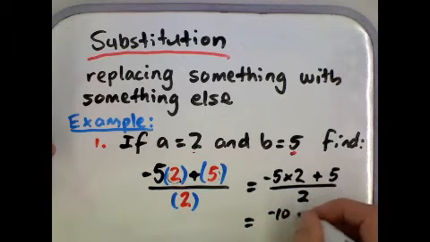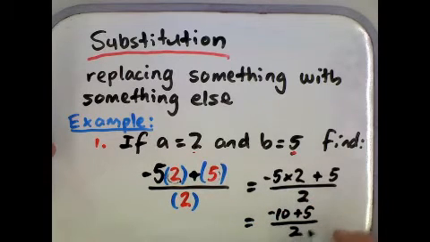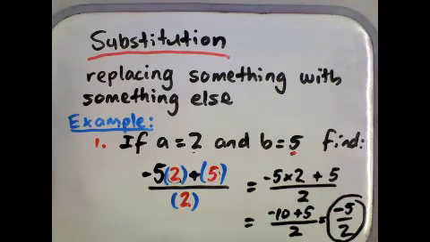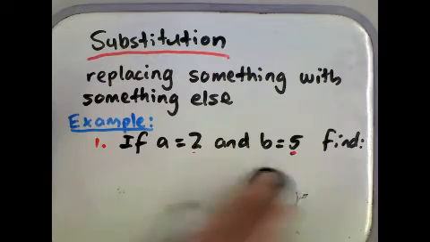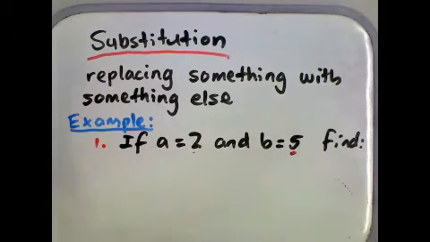Now negative 5 times 2 is negative 10. We add the 5 and divide by 2. Negative 10 plus 5 is negative 5, all over 2. And there's our final answer. We can leave that as negative 5 over 2, or we can change that to negative 2.5.